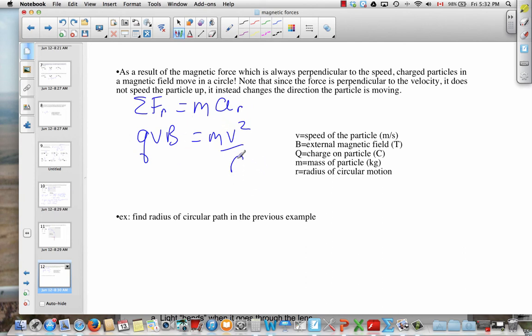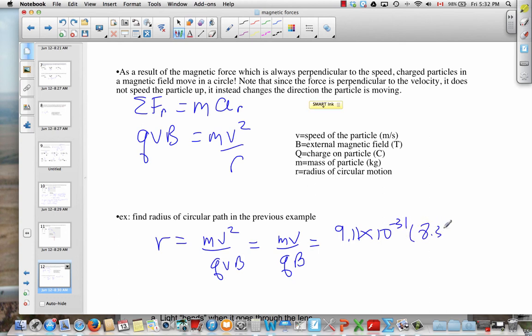So this is the inwards radial force and the inwards radial acceleration. Now, if we want to find the radius of that circular motion, we cross multiply r up, and we cross multiply qvB down, and we get mv over qB. So for the previous example, we can calculate the radius of the circular motion, putting in the mass and the charge. Again, this will just be magnitude.